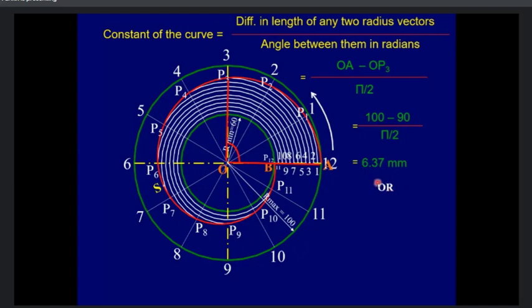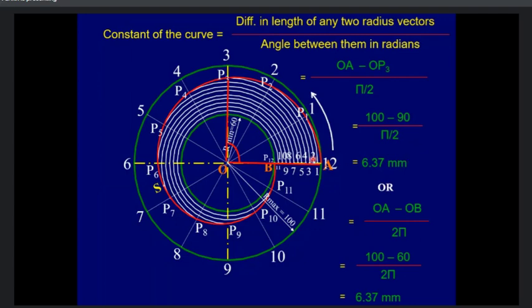That is another way to find it. You can do it for every radius vector, but I will show you one more. OA minus OB, divided by 2 pi, because the angle between OA and OB is 2 pi. The value of OA is 100, OB is 60, so 100 minus 60 divided by 2 pi, you will get the same answer. You can do it for any two radius vectors, and the angle between them will change, but you will get the same constant of the curve.